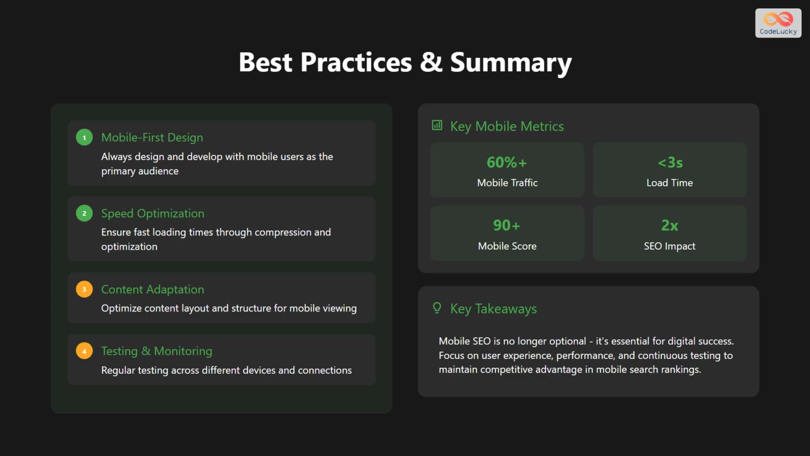Here are some key metrics to aim for: a mobile traffic share of at least 60%, a load time of less than 3 seconds, a mobile score of 90+, and at least double the impact in search engine optimization. Mobile SEO is not optional and is essential for digital success. Focus on user experience, performance, and continuous testing to maintain a competitive advantage in search engine rankings.